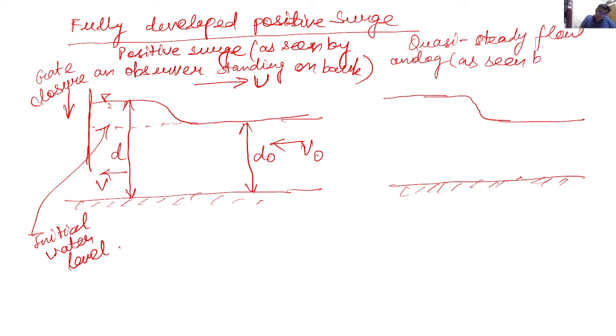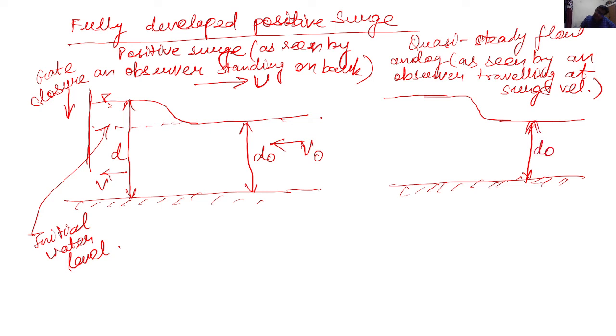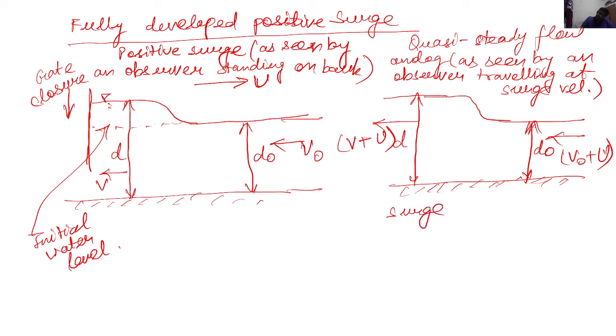So this is as seen by an observer traveling at surge velocity. So if we do that, then this was the initial depth of the flow. This was the final depth of the flow due to the positive surge. So this is just the relative velocity formulation. So the velocity of the flow here would be V plus U. The surge speed is basically added up, and the flow here would be V naught plus U, where the surge speed is nothing but U.